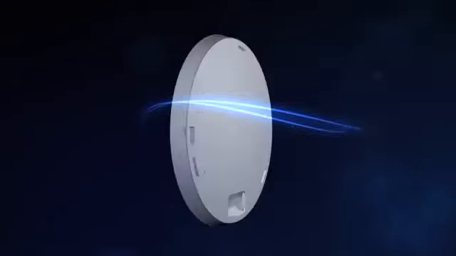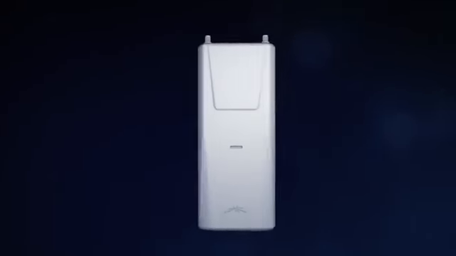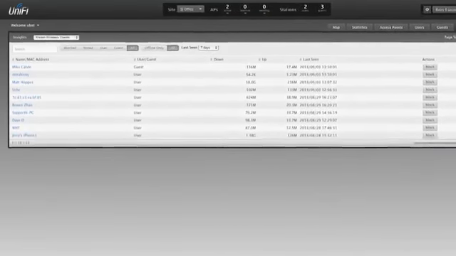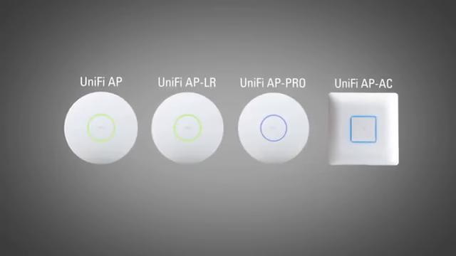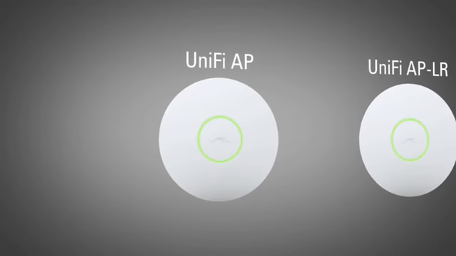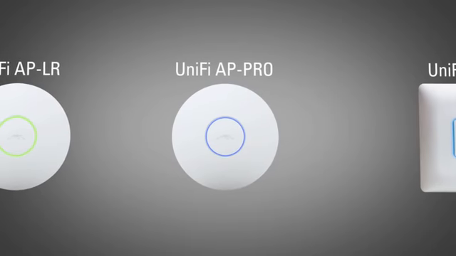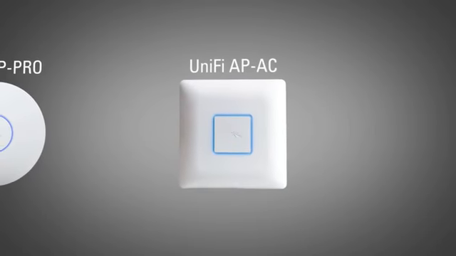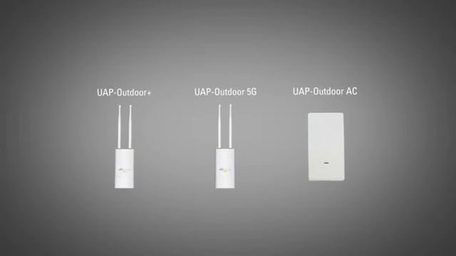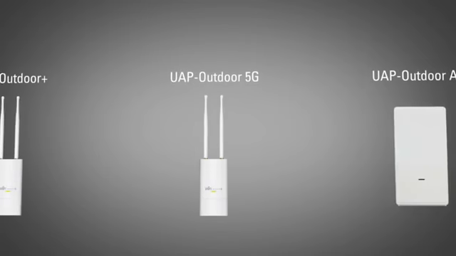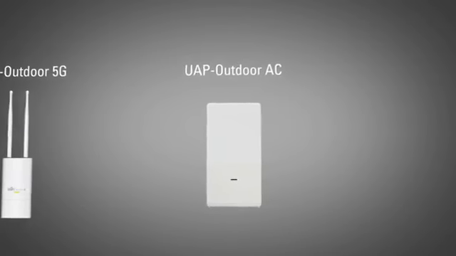UniFi uses the latest wireless technologies, including 802.11ac. The UniFi controller system is very scalable and can easily scale to thousands of access points. Ubiquiti currently offers several access points that meet a wide variety of specific applications. We have 4 different indoor access points. First, we have the standard UniFi AP. Next, the AP Long Range, the dual band AP Pro, and finally, the 802.11ac AP. We also have 3 different outdoor access points: the Outdoor Plus, the 5 GHz Outdoor AP, and the 802.11ac Outdoor.